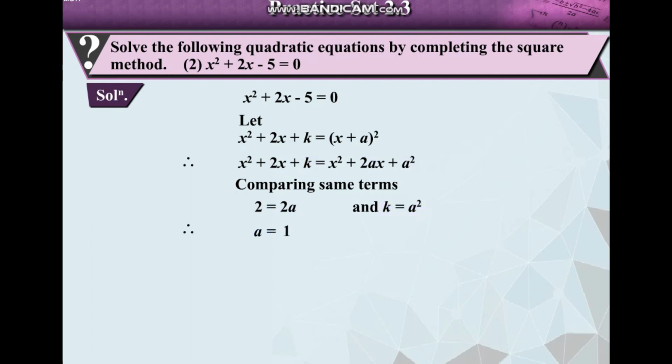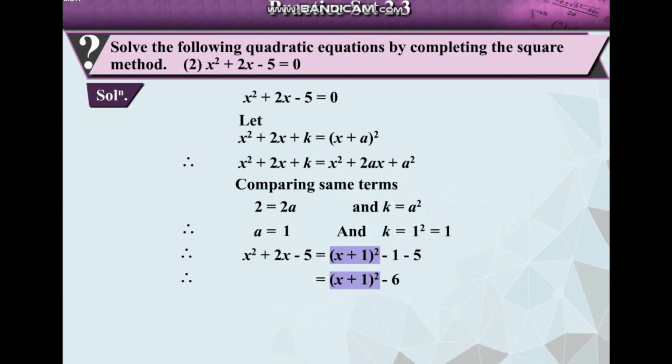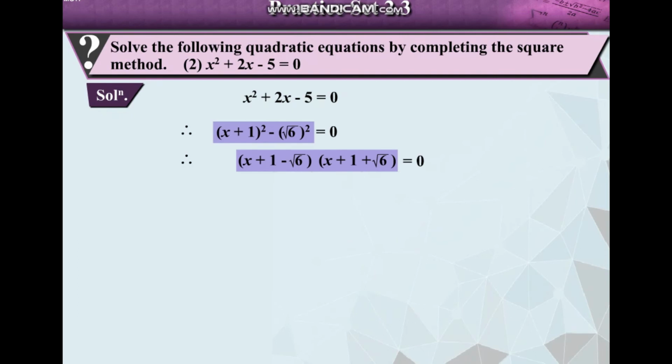Therefore, a is equal to 1 and k is equal to 1 square is equal to 1. Therefore, x square plus 2x minus 5 is equal to x plus 1 the whole square minus 1 minus 5, which is equal to x plus 1 the whole square minus 6, which is equal to x plus 1 the whole square minus root 6 the whole square. Therefore, x plus 1 the whole square minus root 6 the whole square is equal to 0. Therefore, x plus 1 minus root 6 multiplied by x plus 1 plus root 6 is equal to 0.